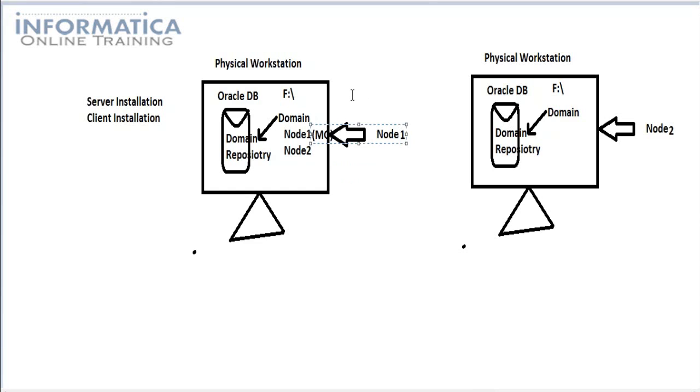The master gateway node is responsible for receiving all the requests from the PowerCenter client. It will receive the request and route it to the appropriate service. When you have multiple nodes within the domain, you can configure one node as a master gateway node. And when you run the workflow in the Workflow Manager, say you're processing some 50 million records, and usually it takes half an hour to process that.